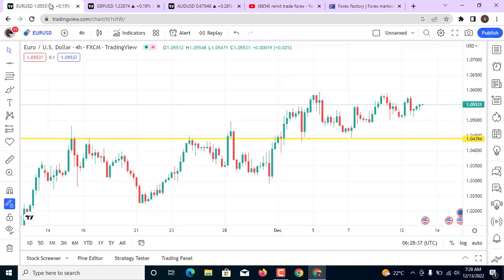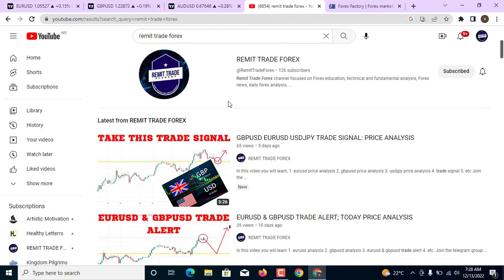Also on EUR/USD, I said the market was going to move from this area to the upside, to this line of resistance. And exactly the same thing happened, guys: the market moved from here to this point. If you watch that video, you will see that as well.